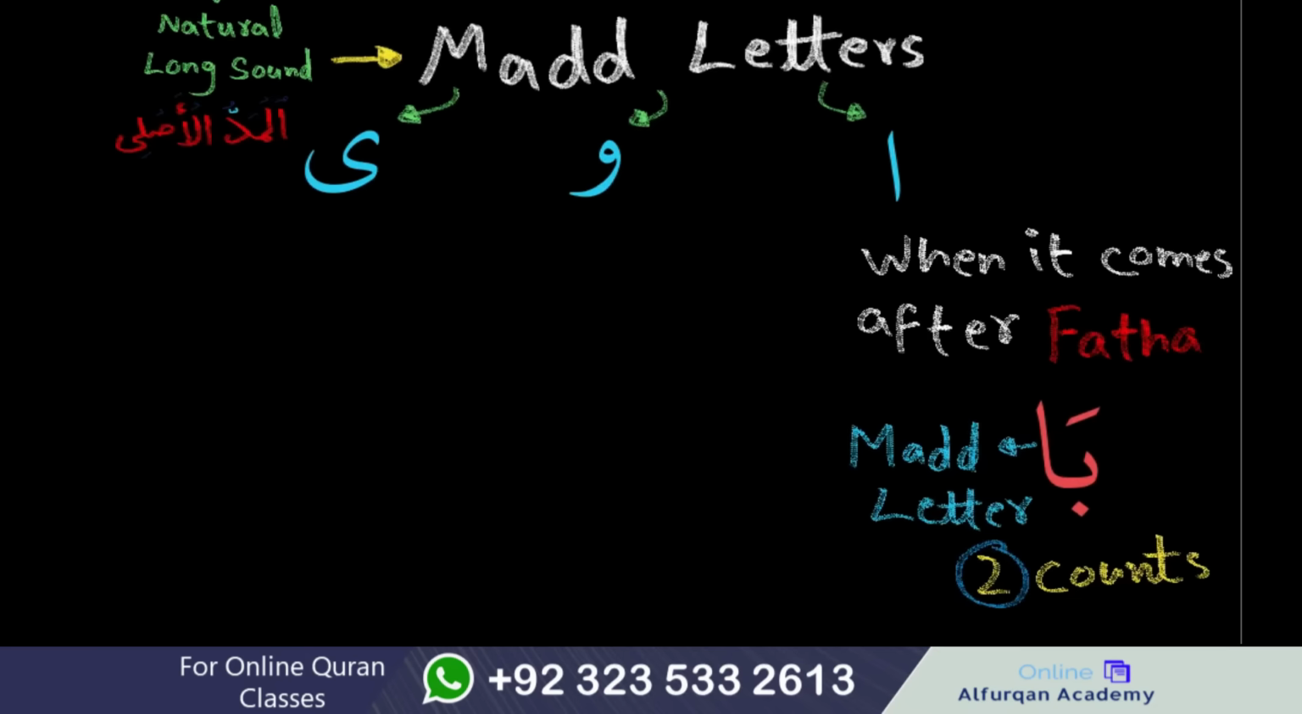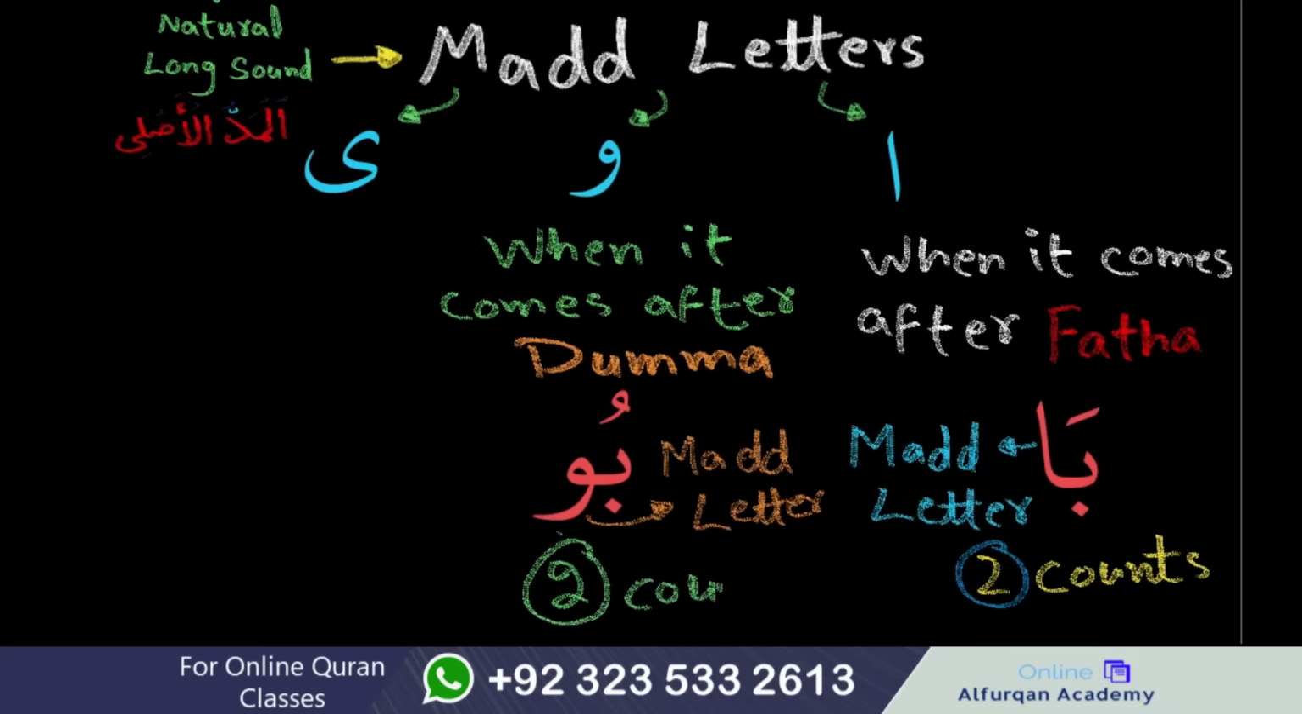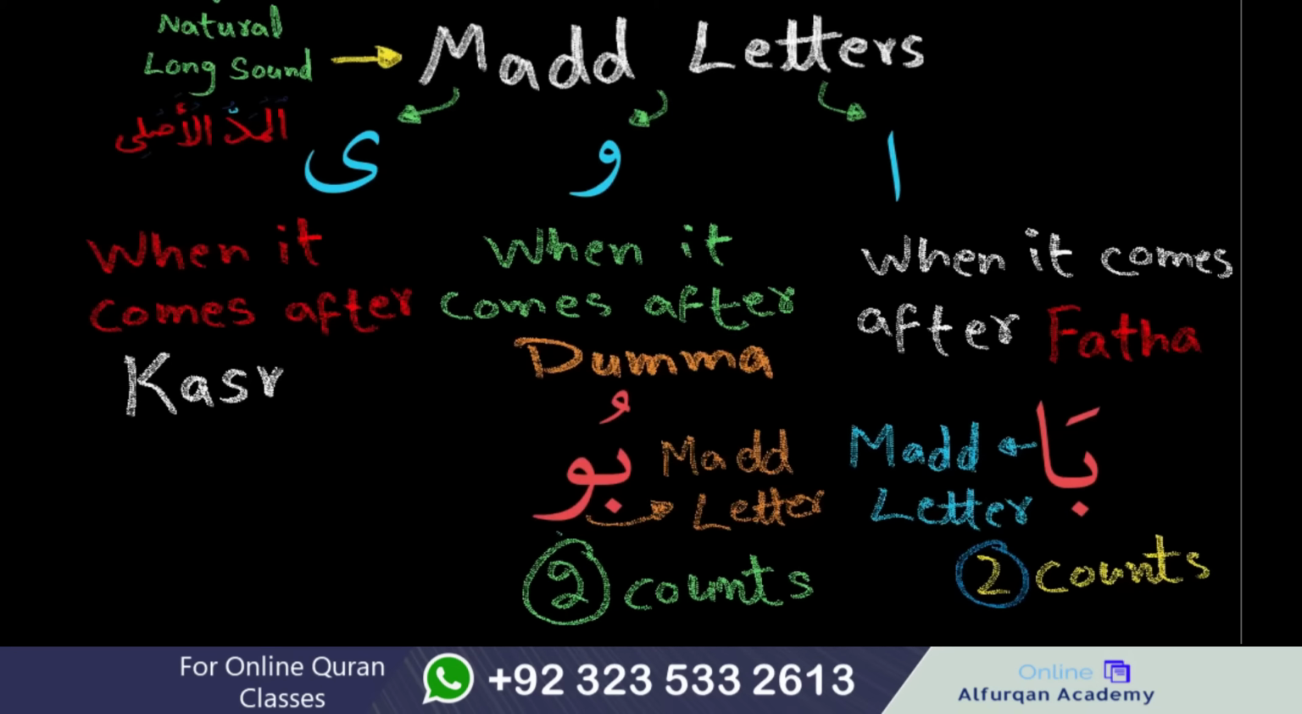It becomes ba. And like that, the next letter is waw. Letter waw becomes a mud letter when it comes after dhamma. Like in this example, letter ba has dhamma and the next letter is waw. So this waw becomes a mud letter. The reason is it's coming after dhamma. And we have to stretch the boo sound because of letter waw for 2 counts. It becomes boo. Letter ya becomes a mud letter when it comes after kasra.